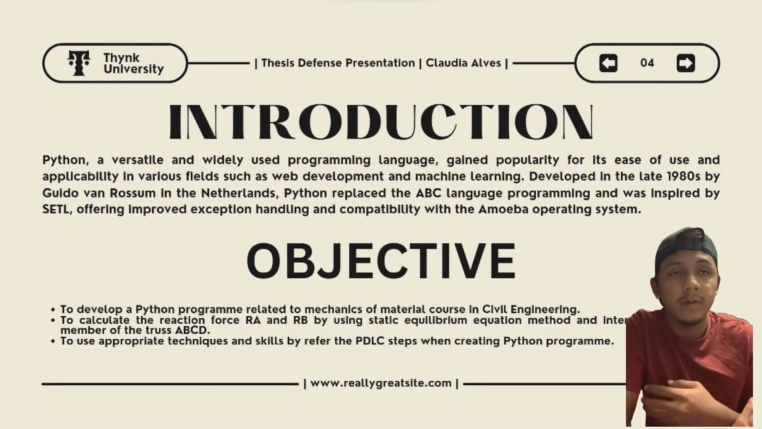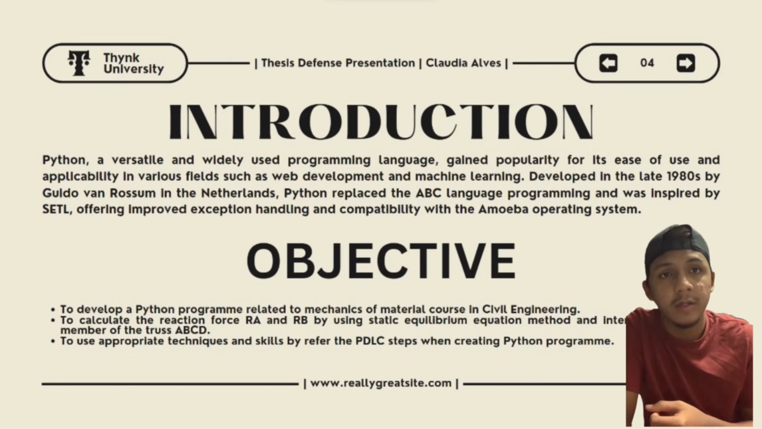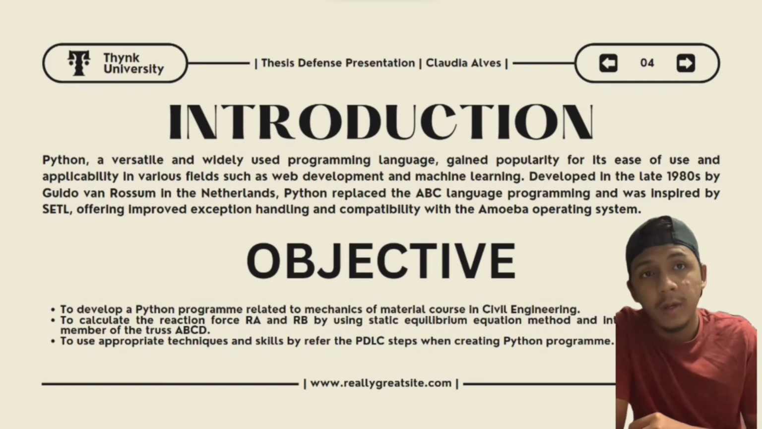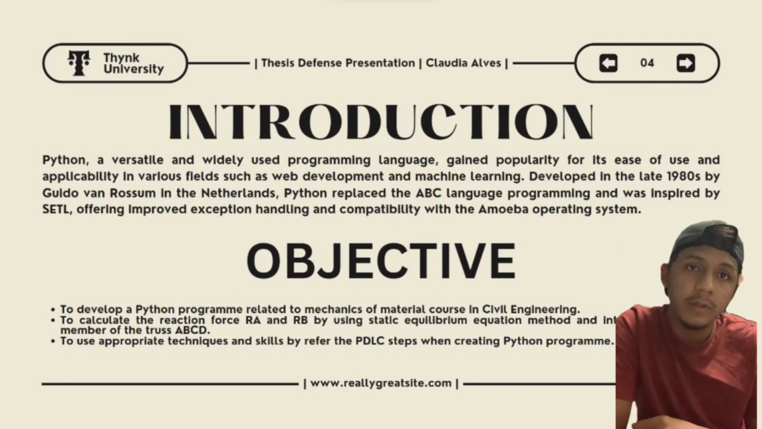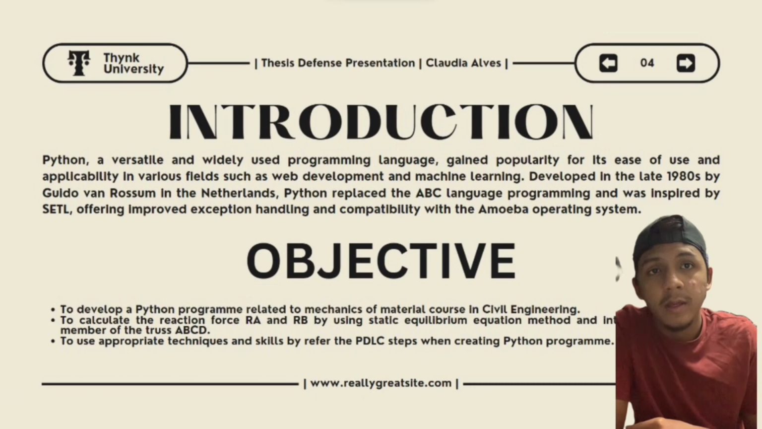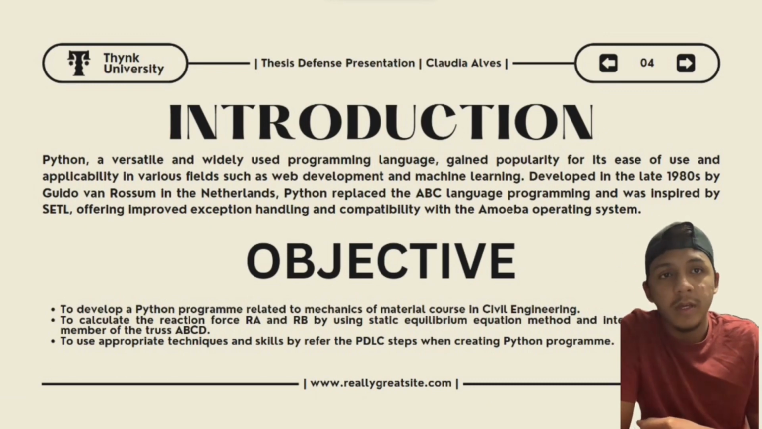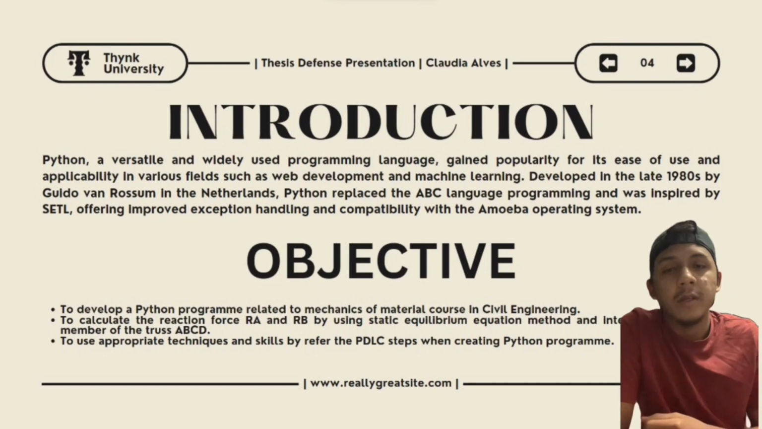So first is Python is a versatile and widely used programming language. Van Rossum in the Netherlands. So Python replaced the ABC language. Programming was inspired by SETL. So exception handling and compatibility with the mobile operating system.